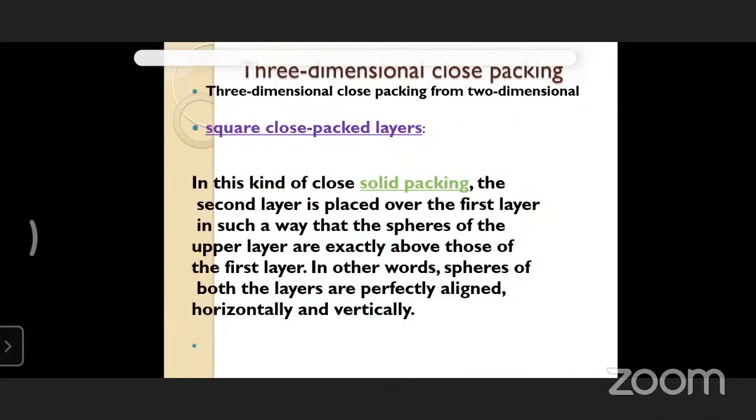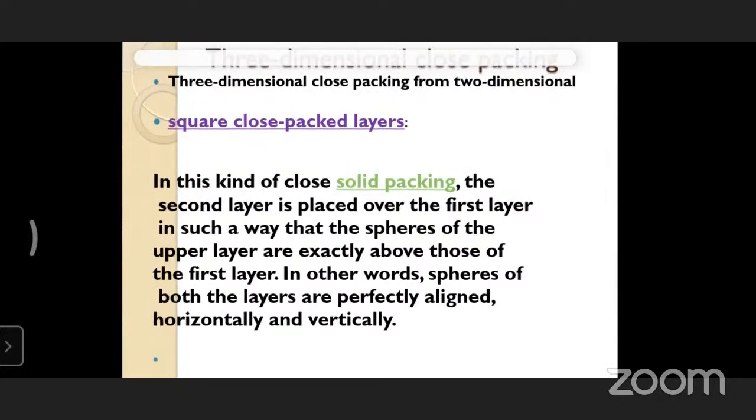Okay, now we will discuss 3-dimensional close packing. What is 3-dimensional close packing? We have to get packing in all the directions, that is the XYZ directions. So we will discuss 3-dimensional close packing from 2-dimensional square close packed layers. This 3-dimensional close packing we are going to get from the 2-dimensional one.